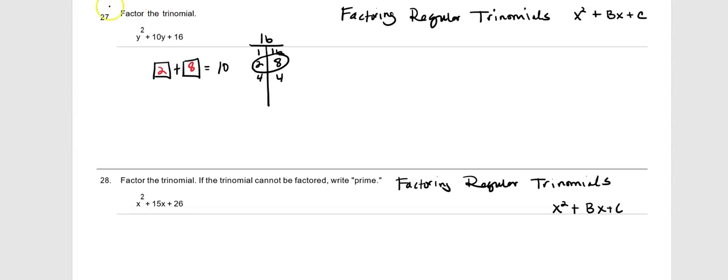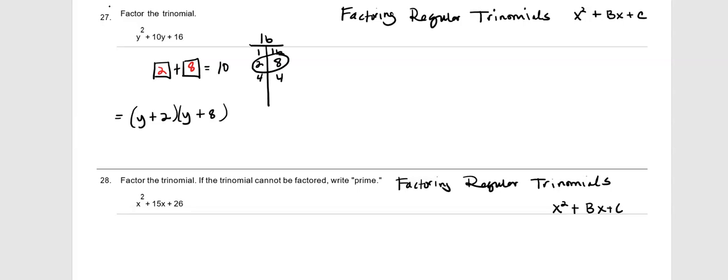Once we have those two numbers, we simply create our binomials using our variable, in this case y. It's a y and a y, and we use the +2 in one of the binomials and the +8 in the other binomial. And that gives us our final answer, y + 2 times y + 8.